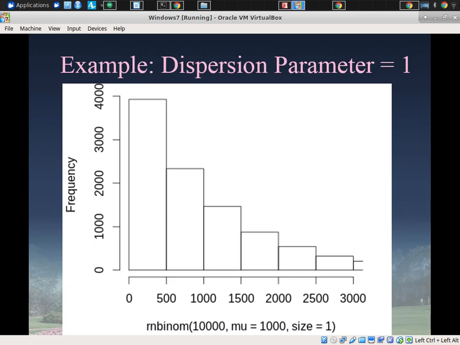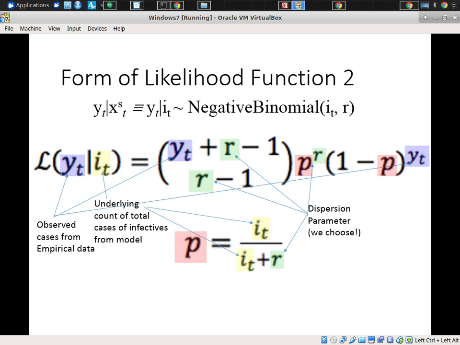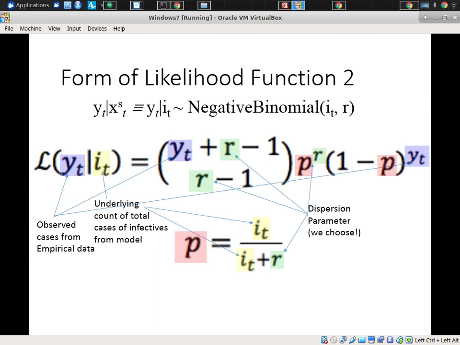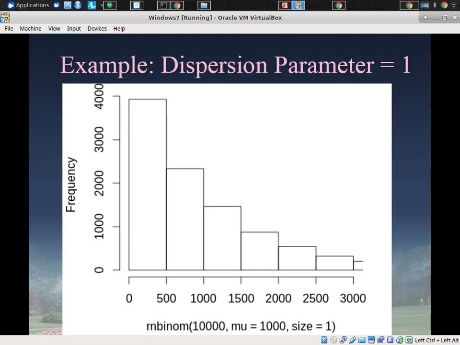So this is negative binomial, and this is what it looks like with the dispersion. As you change this dispersion parameter, the mean stays the same. The mean is going to be I sub t, the expected number, so the incident rate in the model times the reporting rate. If you change r, it's not going to change the mean value you expect, but it's going to change the dispersion around it, how spread out it is. So let's see this. Dispersion parameter of 1 looks like this. There's a negative binomial.